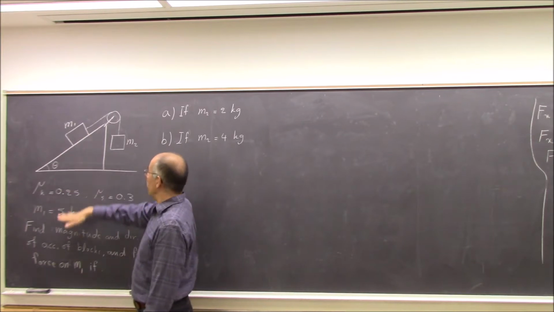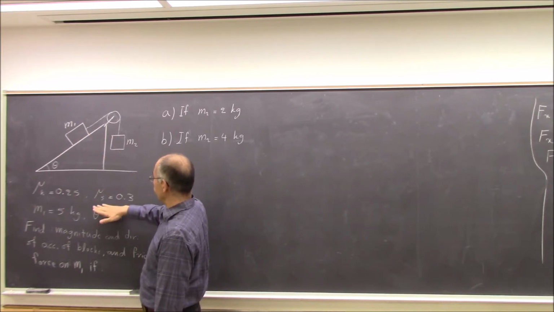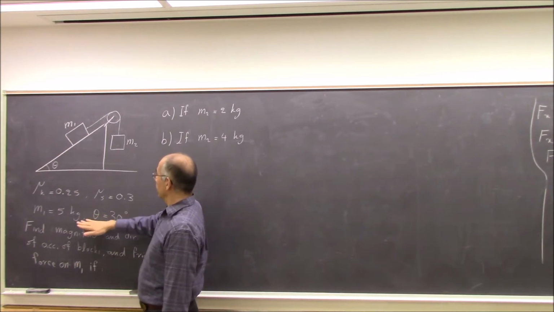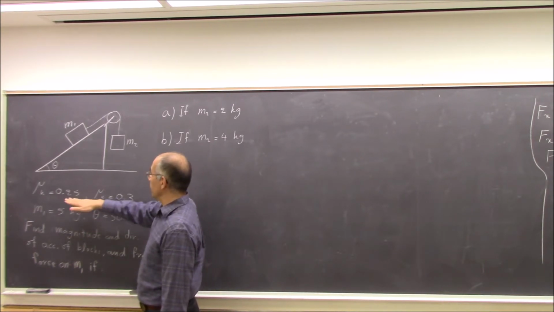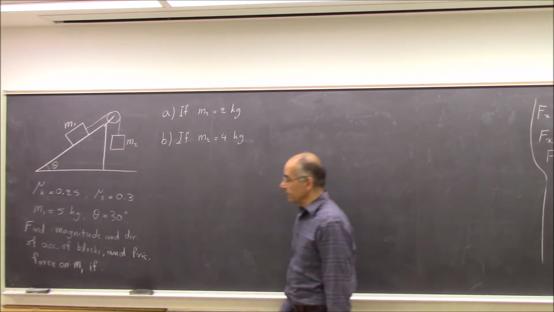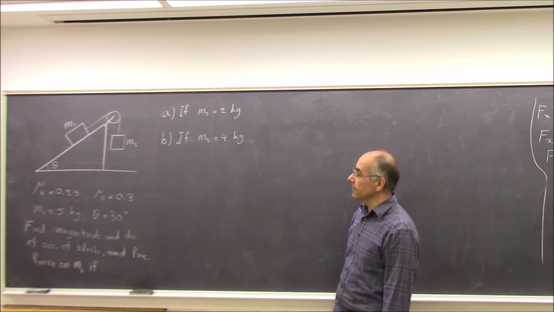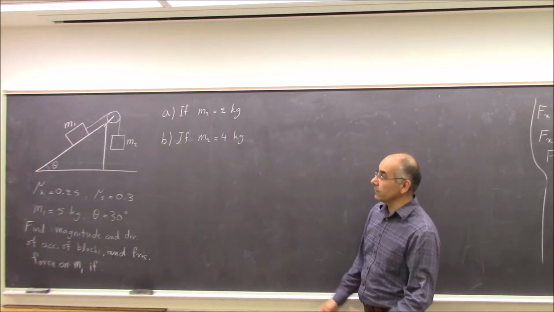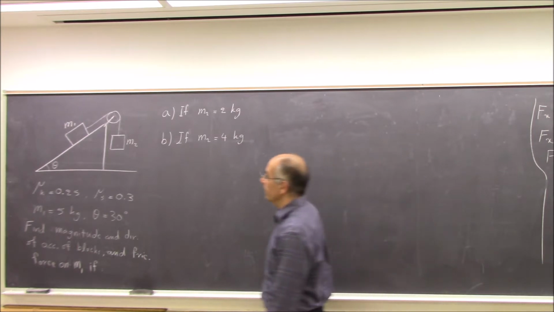This is M1 5 kilogram, M2 3 kilogram, M2 is 2 kilogram, part A. Theta is 30 degrees, mu k and mu s are given. You want to see what is the acceleration, magnitude and direction of the blocks, and also force of friction. How much force of friction in which direction on M1?